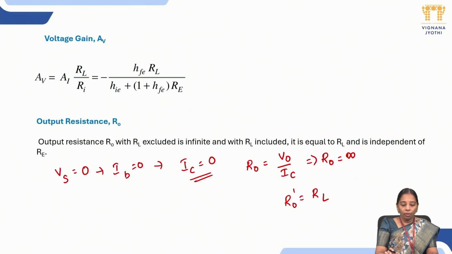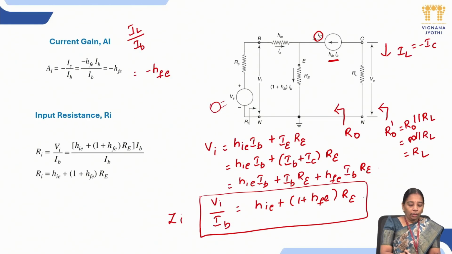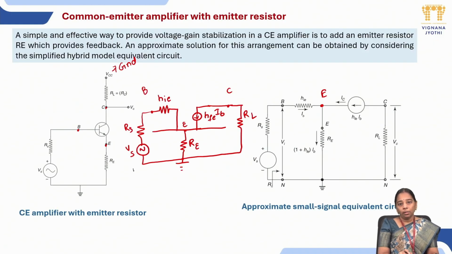So this is how we will find our current gain, input resistance, output resistance and voltage gain for CE with emitter resistor.